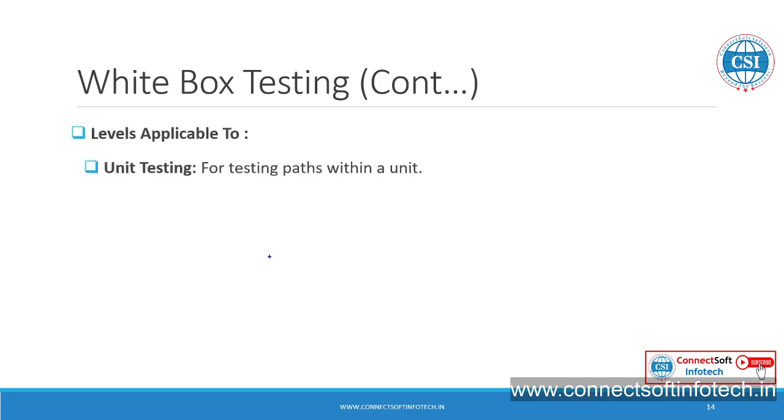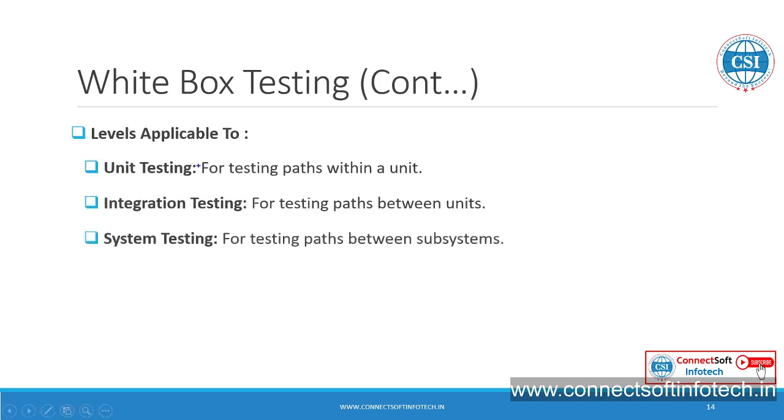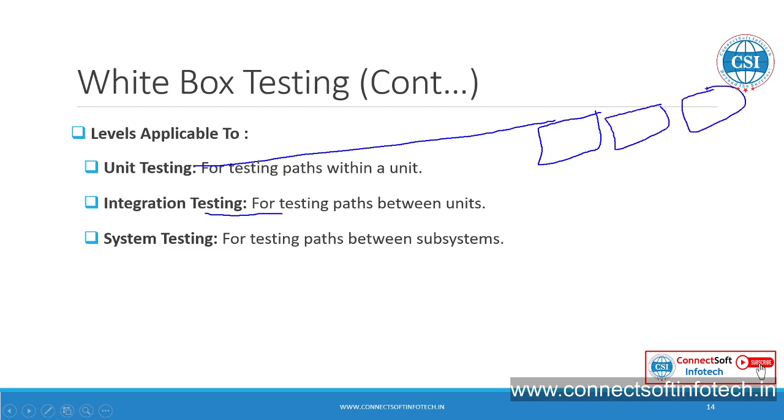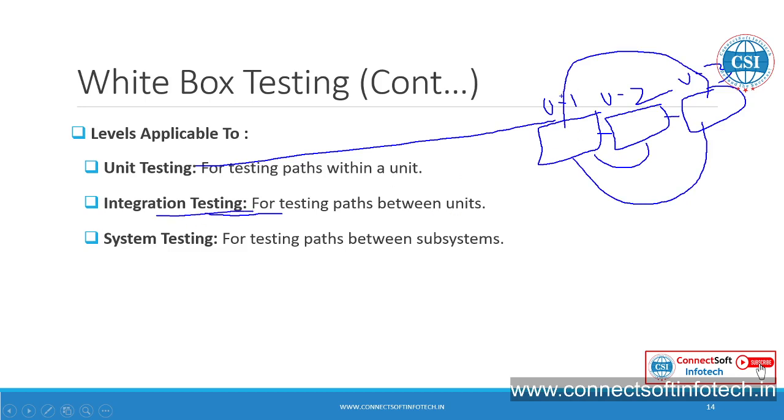What are the levels of white box testing? That is unit testing, integration and system testing. Unit testing means we test the code within a single module. Integration means we test the code between two or more modules, between the units. This is unit 1, this is unit 2, this is unit 3. We check the data flow between all these units. That is integration testing. We check whether all these modules are integrated properly or not.